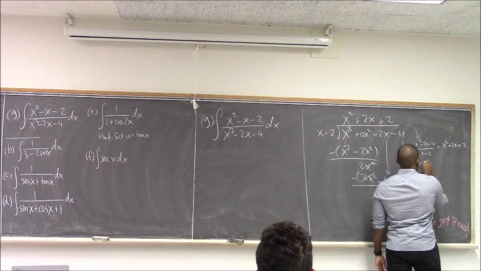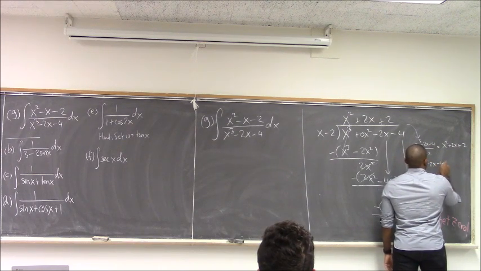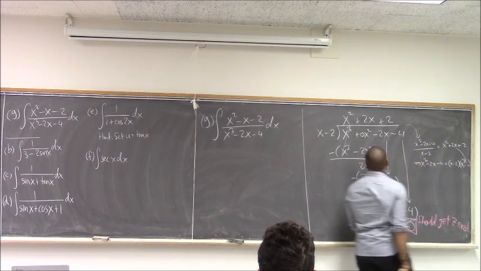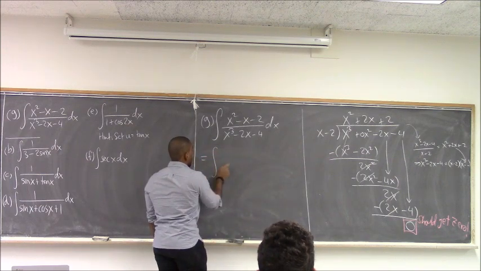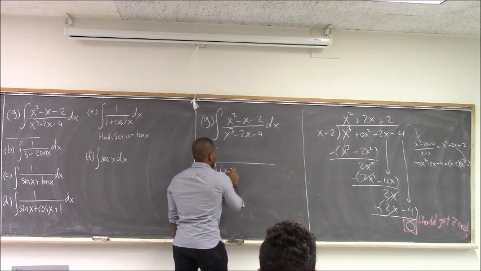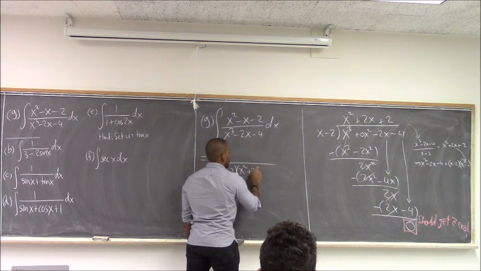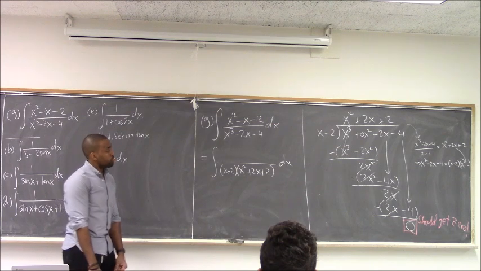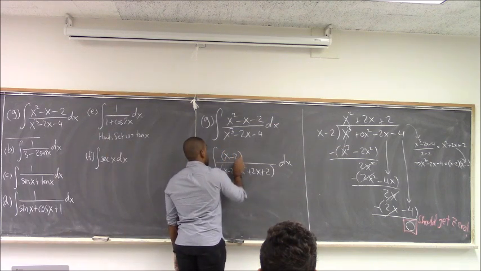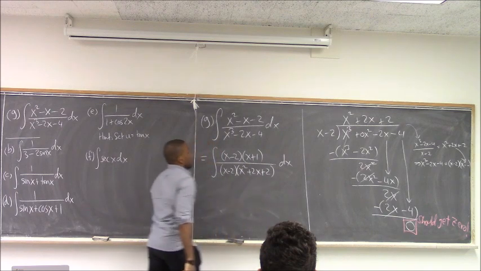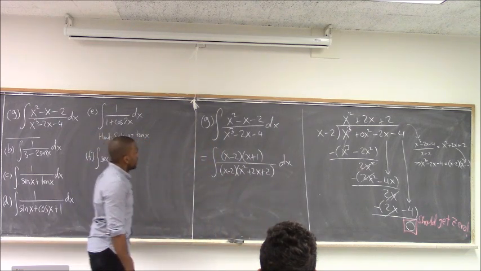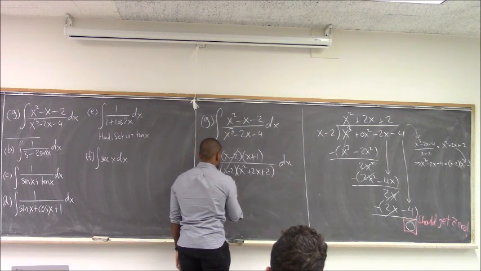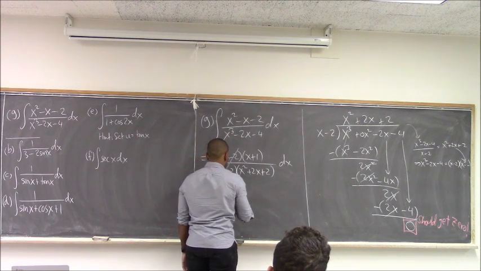Which means you can multiply both sides by x minus 2, and you get x minus 2 times x squared plus 2x plus 2. So the denominator is going to factor into x minus 2 times x squared plus 2x plus 2. What about the top? That also factors into x minus 2 times x plus 1. Just cancel. So now you have x plus 1 over x squared plus 2x plus 2.